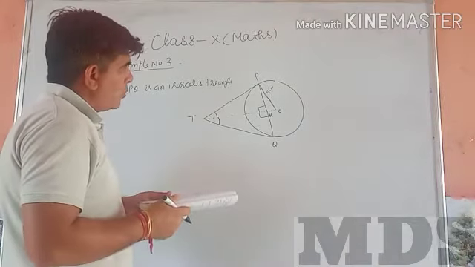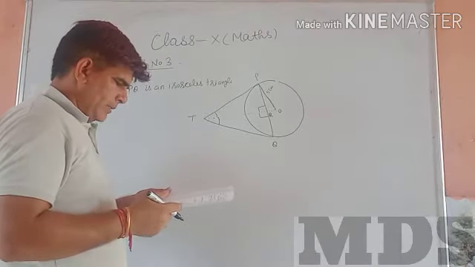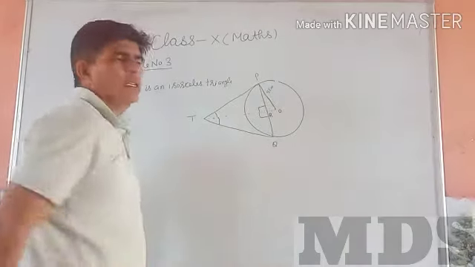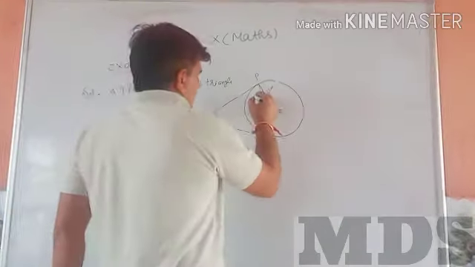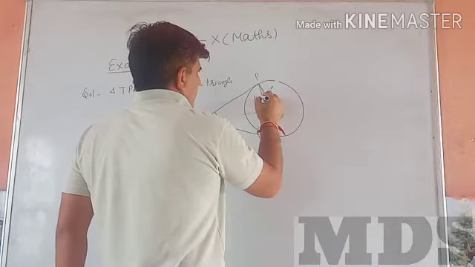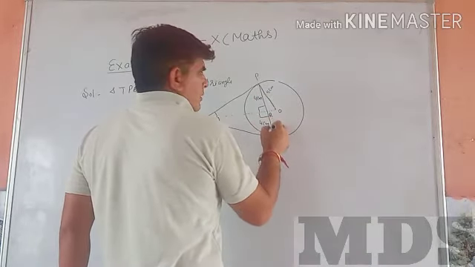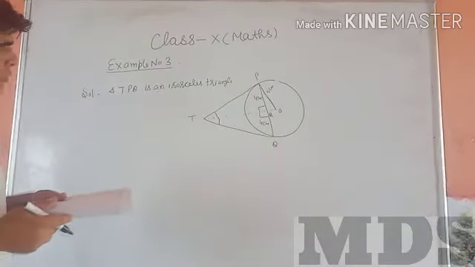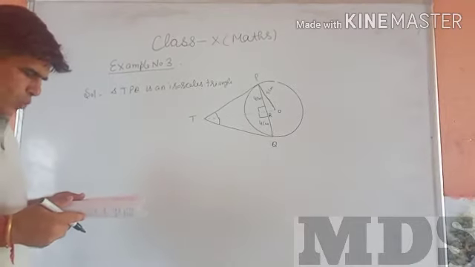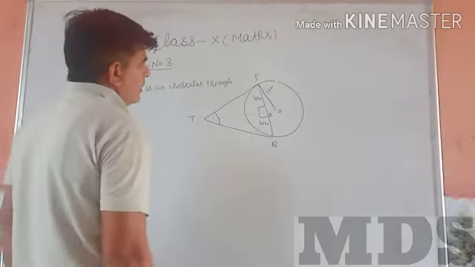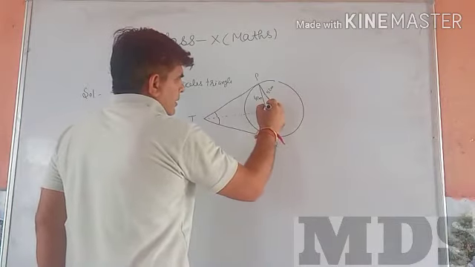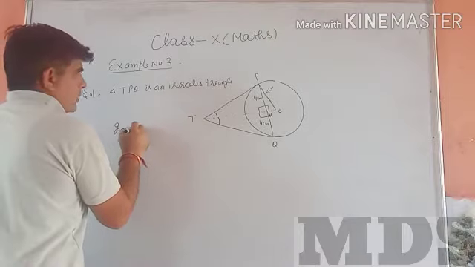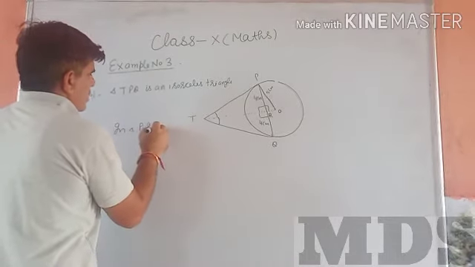OT bisects PQ at point R. So this is the perpendicular bisector. So on this side it is 4 cm and this also 4 cm. It means PR equals 4 cm. So what is OR? This angle is 90, which means this also is 90. In which triangle? Triangle PRO.